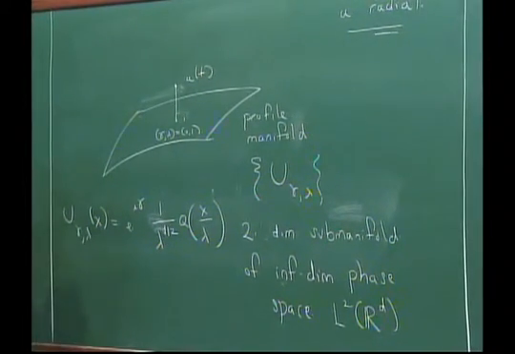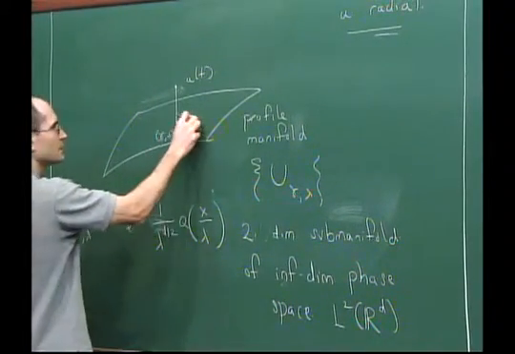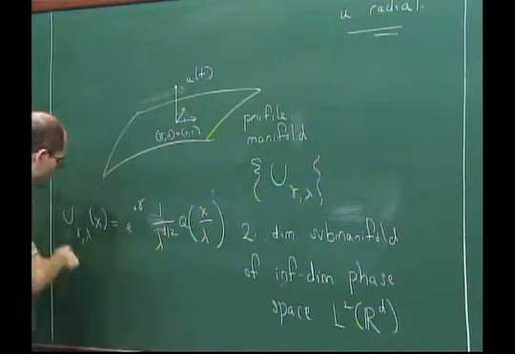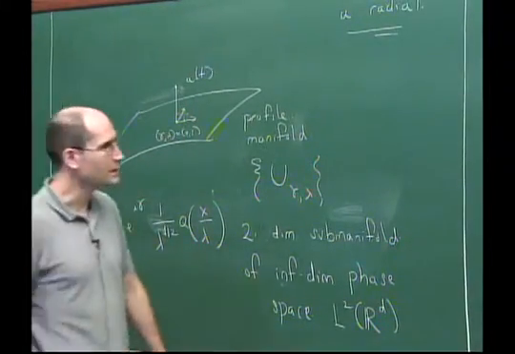What are the tangent directions? Well, you have two of them given by differentiation with respect to lambda and gamma.